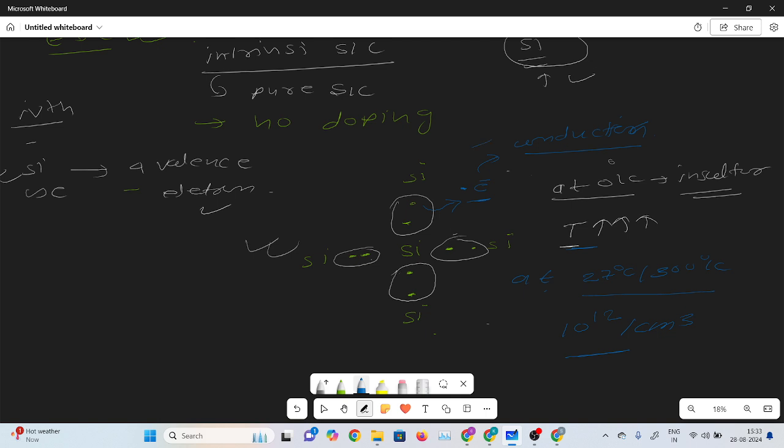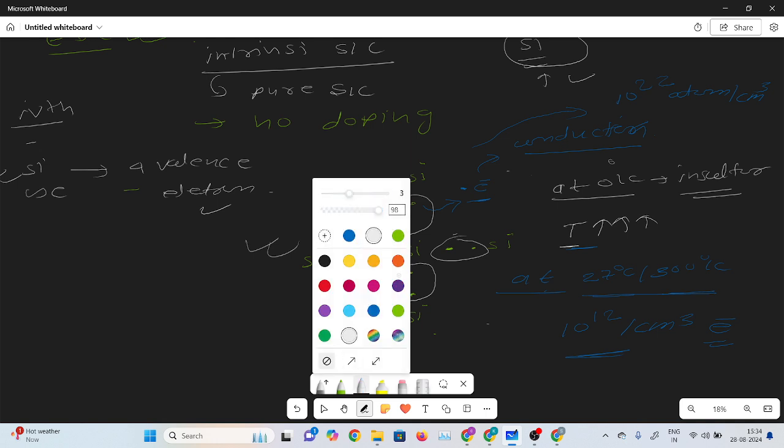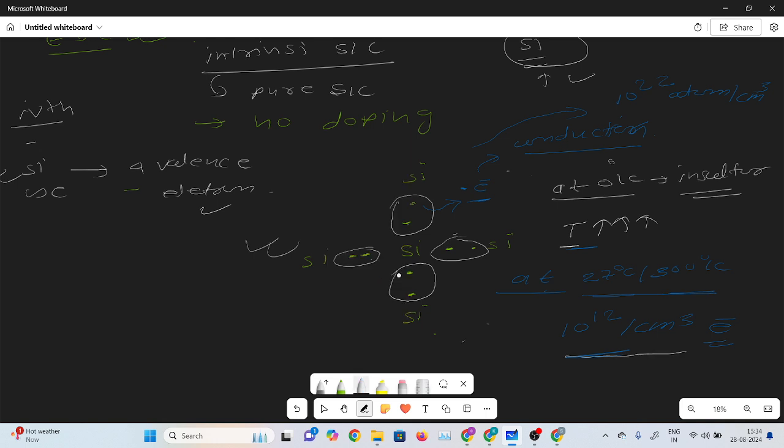But the density of the silicon atom inside the semiconductor is 10 to the power 22 atoms per centimeter cube. Okay, so if we increase the temperature, we observe that at 27 degrees Celsius, 300 Kelvin, only 10 to the power 12 free electrons are there, and only these free electrons are responsible for current conduction. So this is not much electron.